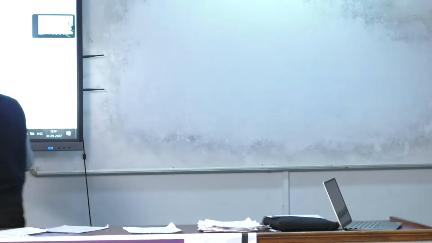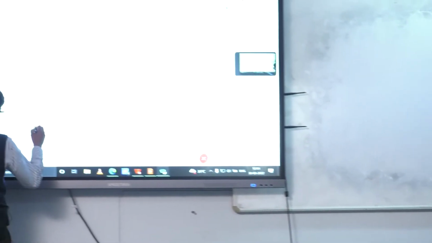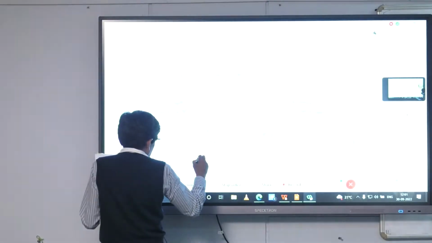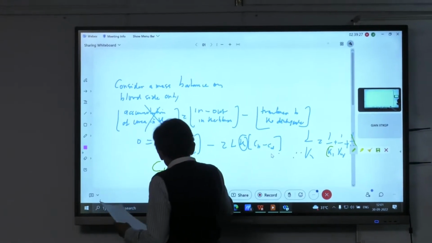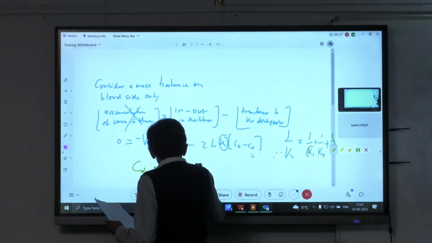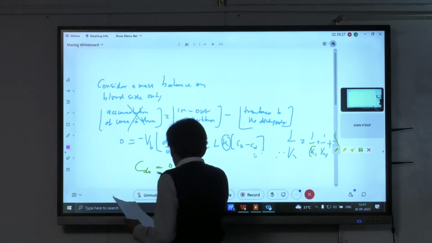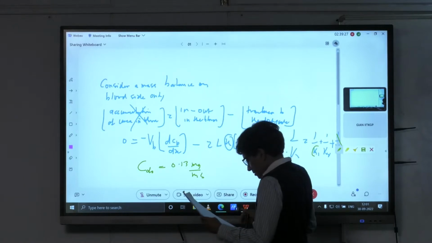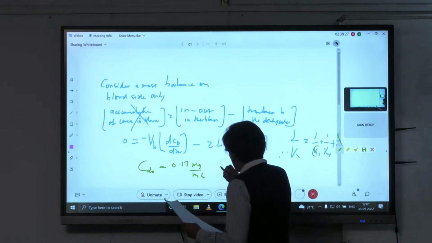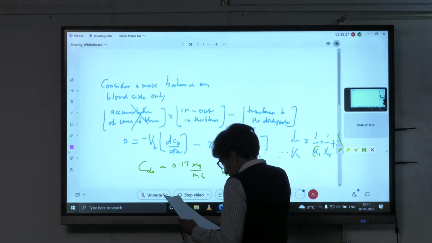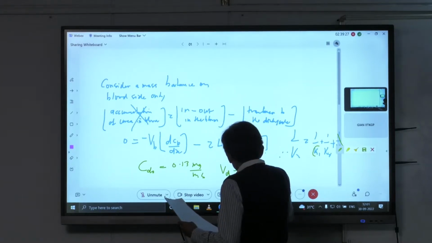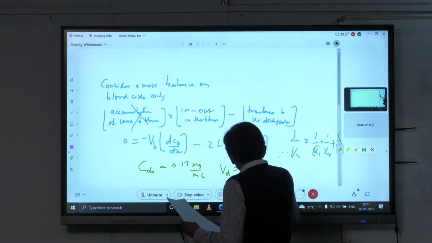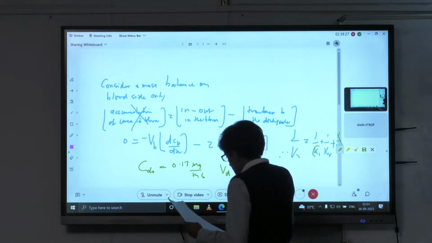So, okay, the final solution then is that CD out, this is going to be green this time, equals 0.13 milligram per milliliter. That's the concentration of urea in the dialysate at the outlet. And what else? VD, the volumetric flow rate of dialysate comes out to be 12.5 cubic centimeters per second, okay?